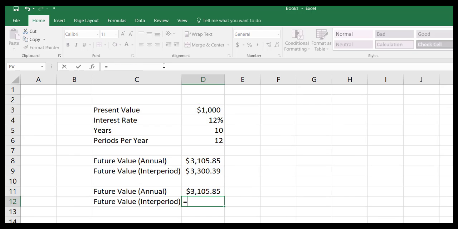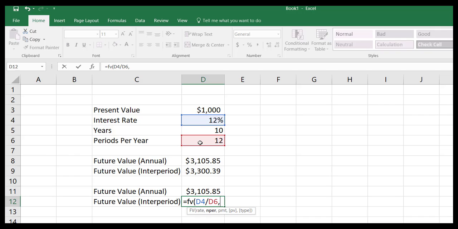Next is the interperiod version. It is the exact same function in Microsoft Excel. We just have to modify it to account for the fact that we're going to compound 12 times a year. And we have to modify the number of times we compound, and we have to modify the interest rate. So we'll type FV for future value and then open parentheses. And then we click on the rate, right, which is 12%. But we can't just enter 12%. We have to divide it by 12, the number of times we're going to compound. So I type a slash to divide, and I click on the periods per year.